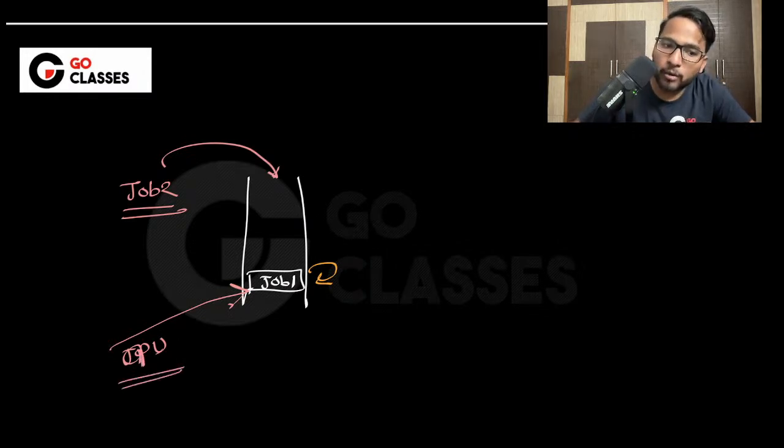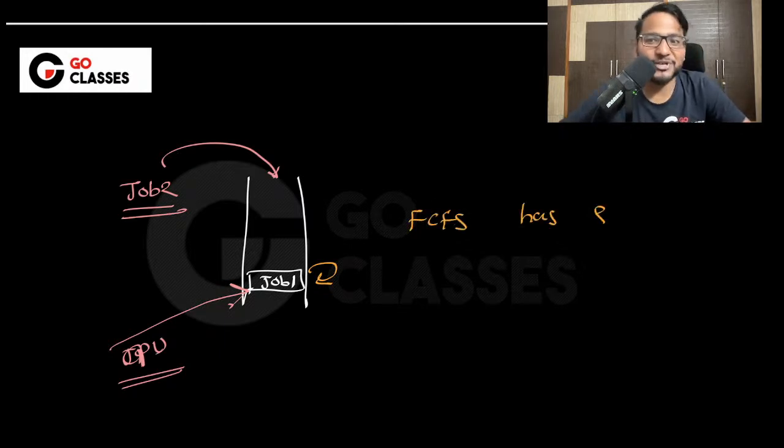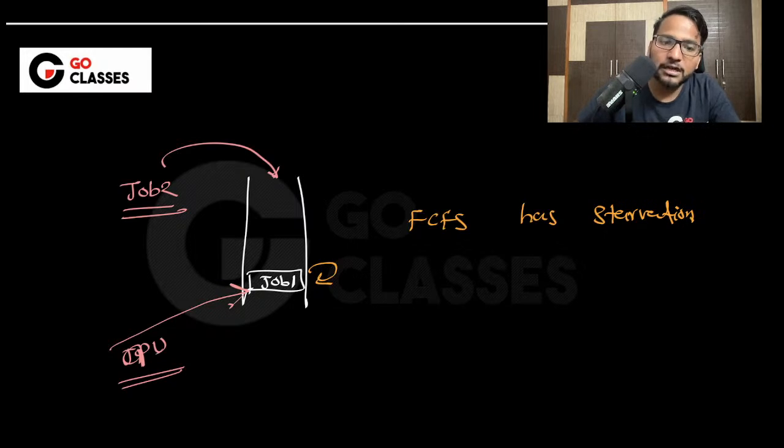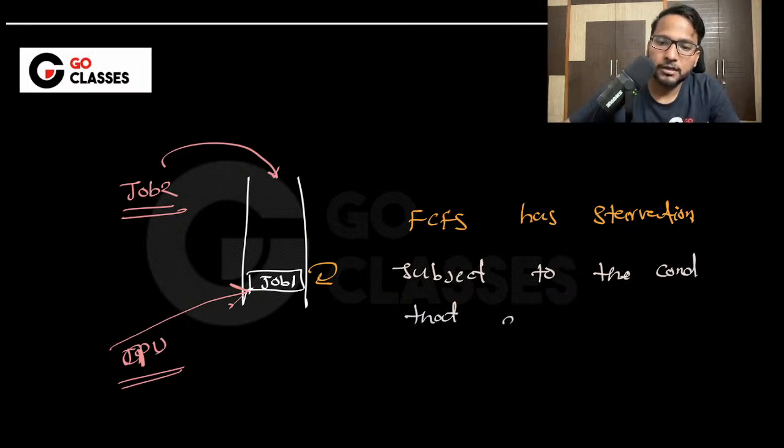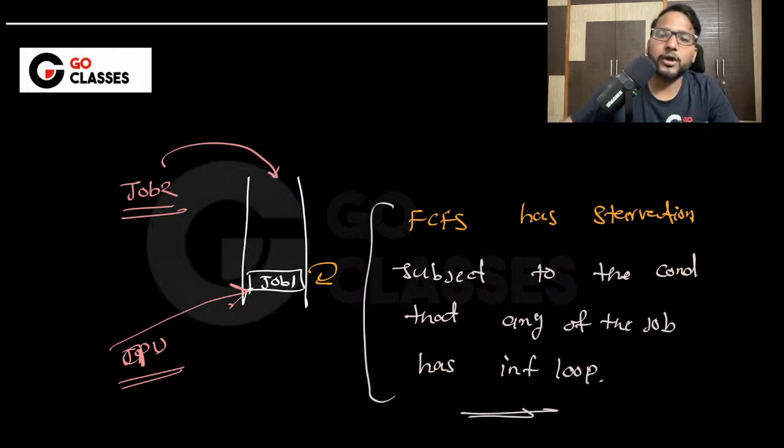So it is very simple to observe that FCFS has starvation, subject to the condition that any of your jobs has an infinite loop, right? Let me first ask if this statement is clear to everyone or not.